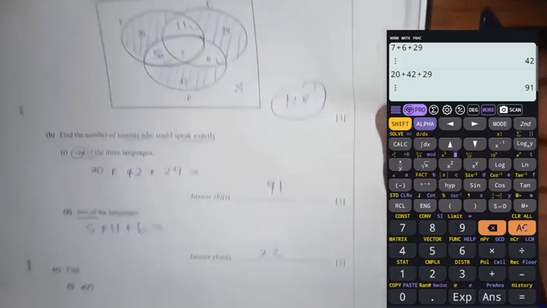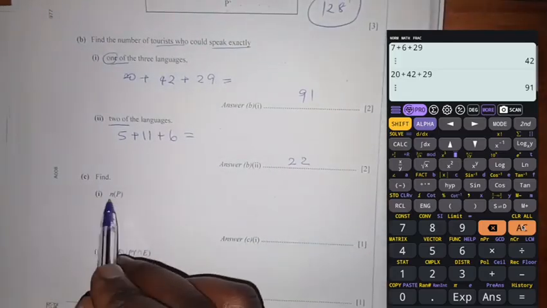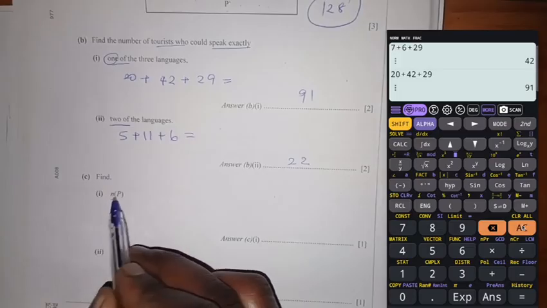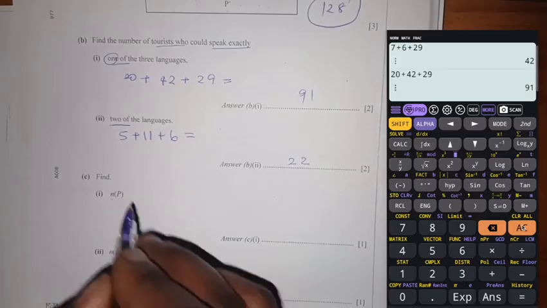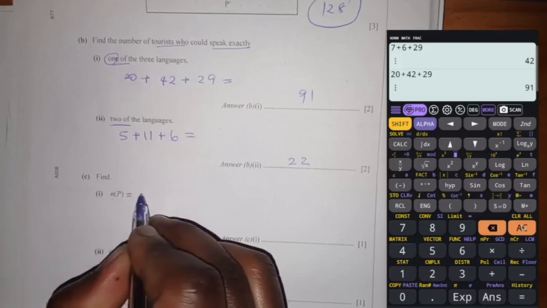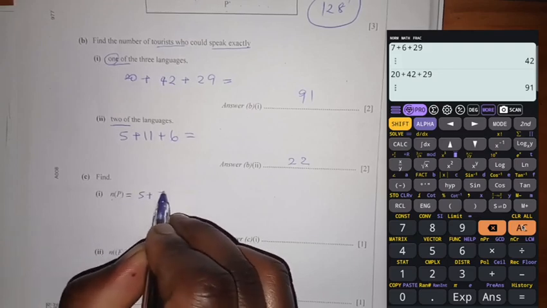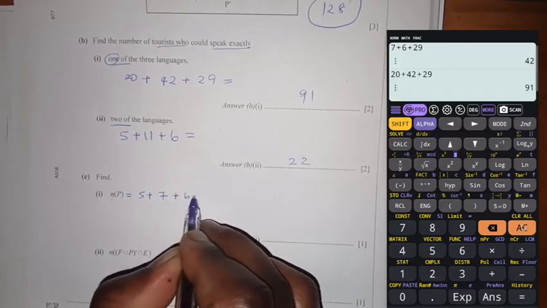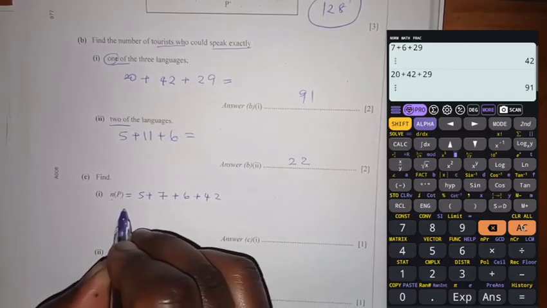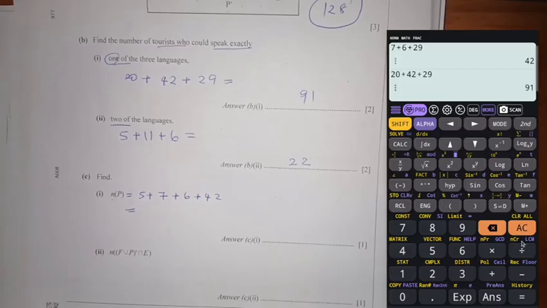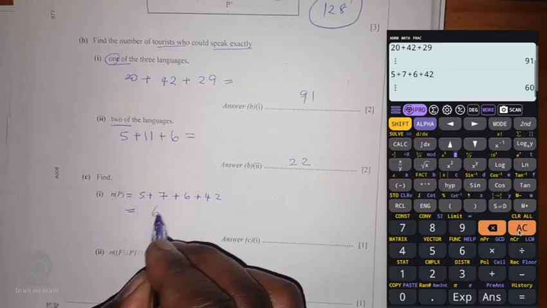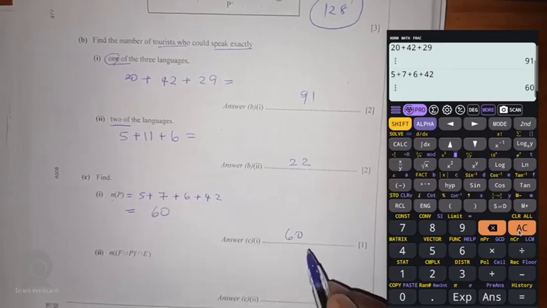Question number C. Find the number of people in P. So in P, we have 5 plus 7 plus 6 plus 42. So this is going to give us the answer. Let's use our calculator. 5 plus 7 plus 6 plus 42. The total is 60. So this one is 60.